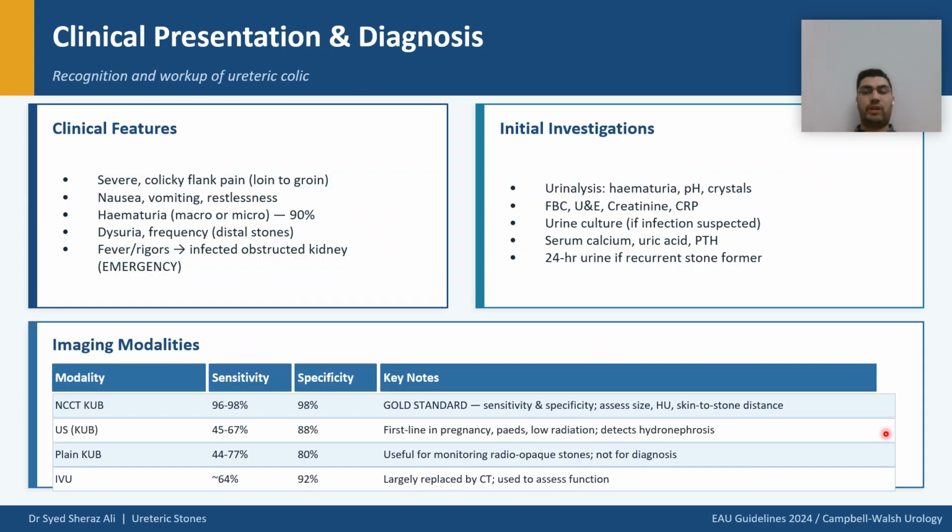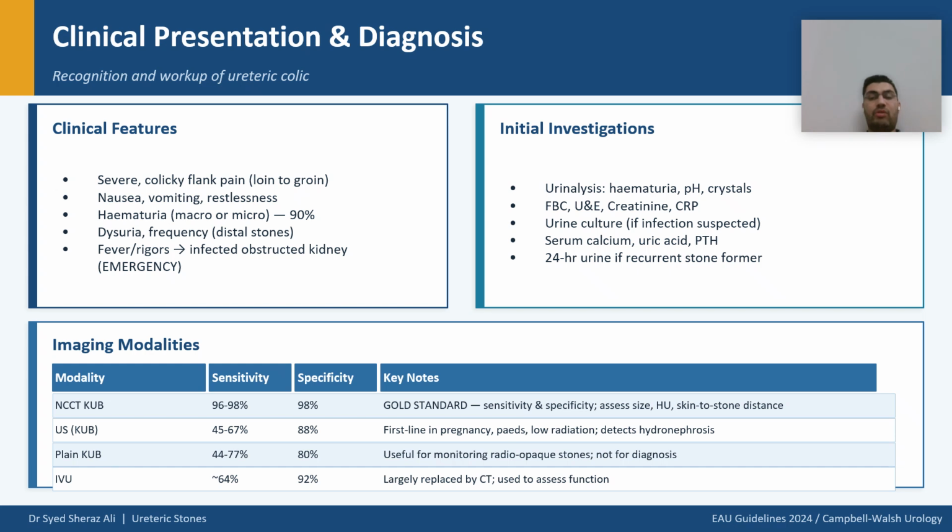Moving now toward the clinical presentation and how we evaluate this patient. Clinically, a patient with an acute ureteric stone typically presents with severe colicky flank pain radiating from the loin to the groin, the classical ureteric colic. The pain is typically excruciating and comes in waves. Patients are usually restless and cannot find a comfortable position. This helps distinguish it from peritonitis, where the patient lies still.